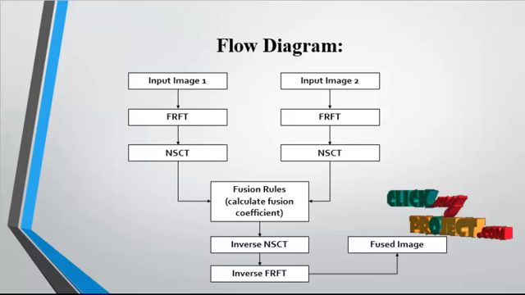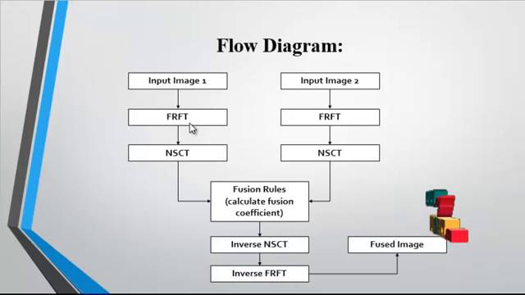Now we discuss the flow diagram for the process. At first, the two input images are taken from the dataset, input image 1 and input image 2. After getting input images 1 and 2, input image 1 goes directly to the FRFT module. FRFT is abbreviated as fractional Fourier transform. And then image 2 also goes to the FRFT module.